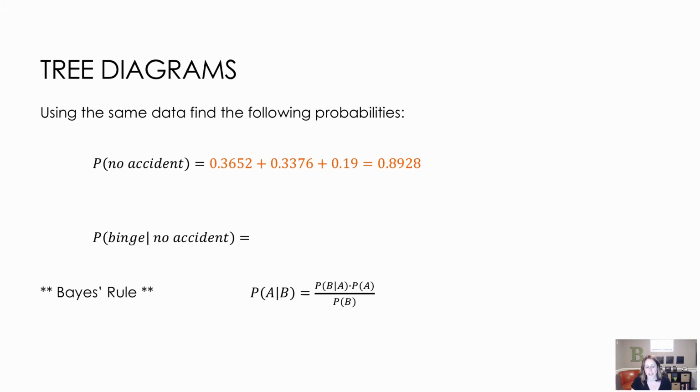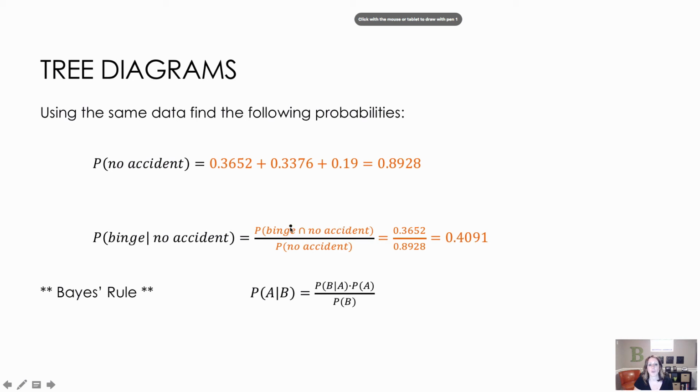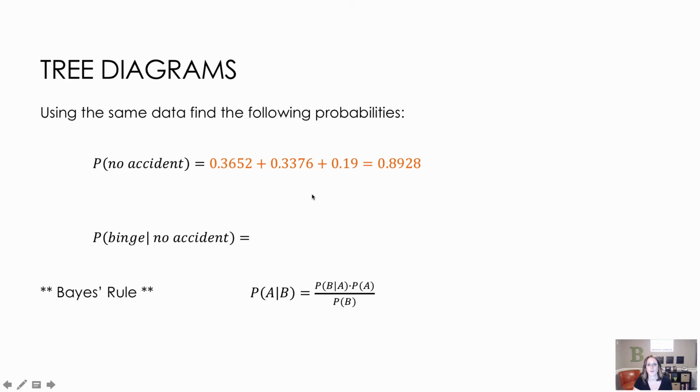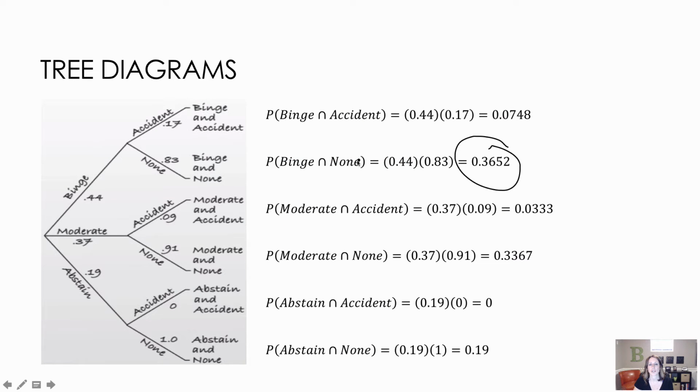Now, if I want to find the probability that it's a binge drinker given that there's no accident, this is going to be a little bit different. So the probability of a binge drinker given that they were not in an accident, again, the numerator would be the people who were bingers and not in an accident, and the denominator would be no accidents. So notice this value that I just found, 0.8928, is my denominator for this question, and the numerator is people who binged and were not in an accident. So that would be the 0.3652, which we had found here, bingers not in an accident.